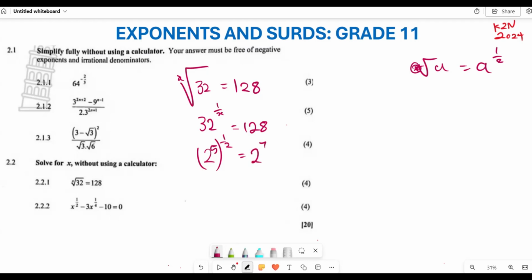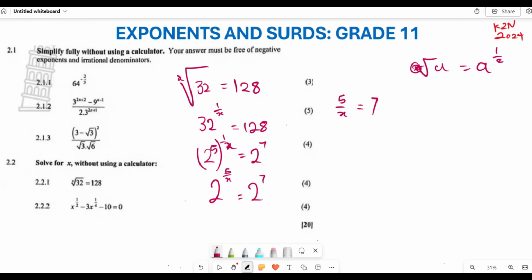This was to the power of 1 over x, and which means this is the same as 2 to the power of 5 over x, if I'm not mistaken, because when I say 5 multiplied by 1 over x, this is the same as 5 over x. This is equal to, what is it that I'm going to have here? This is the same as 2 to the power of 7. And what is it that I'm going to have here? This is the same as 5 over x is equal to 7.